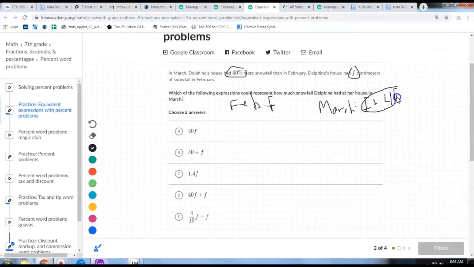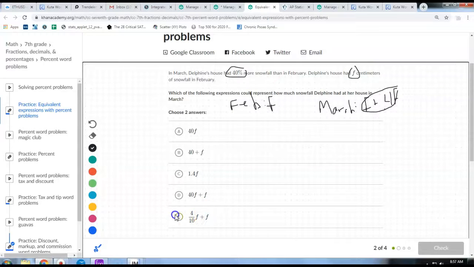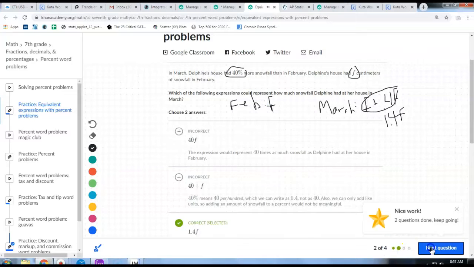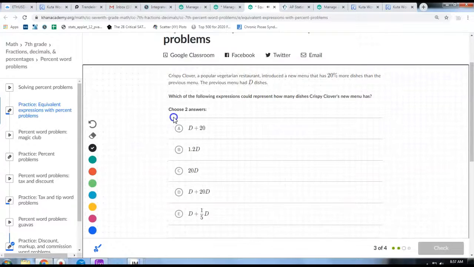Okay, so they're asking March. So this is 40% of February plus February. So you want to keep that February amount and then add 40% more. So this one's good. And then if I add those two up, 1F plus 0.4F would be 1.4F, and this one's good. I don't want to even say the confusing thing because that might just make it worse. Let's do the next one.